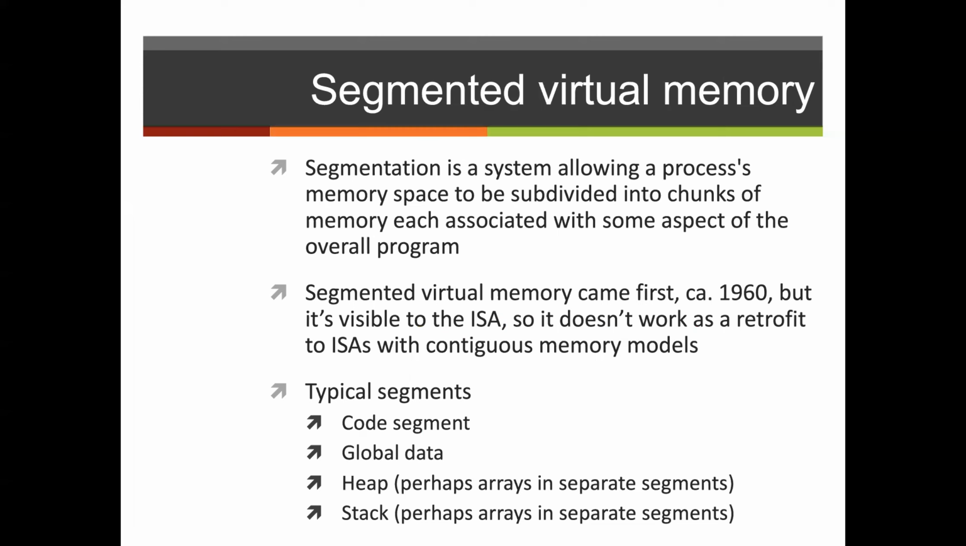manage complicated system architecture. Segmented virtual memory was first introduced in the 1960s, and it's visible to the ISA, so it doesn't work as a retrofit to ISA with contiguous memory models. That means it needs to be implemented with regards to the ISA. We can have various segments that can be utilized: code segments, global data segments, heap segments, as well as stack segments. These are all representative of different ways in which we can utilize virtual memory.